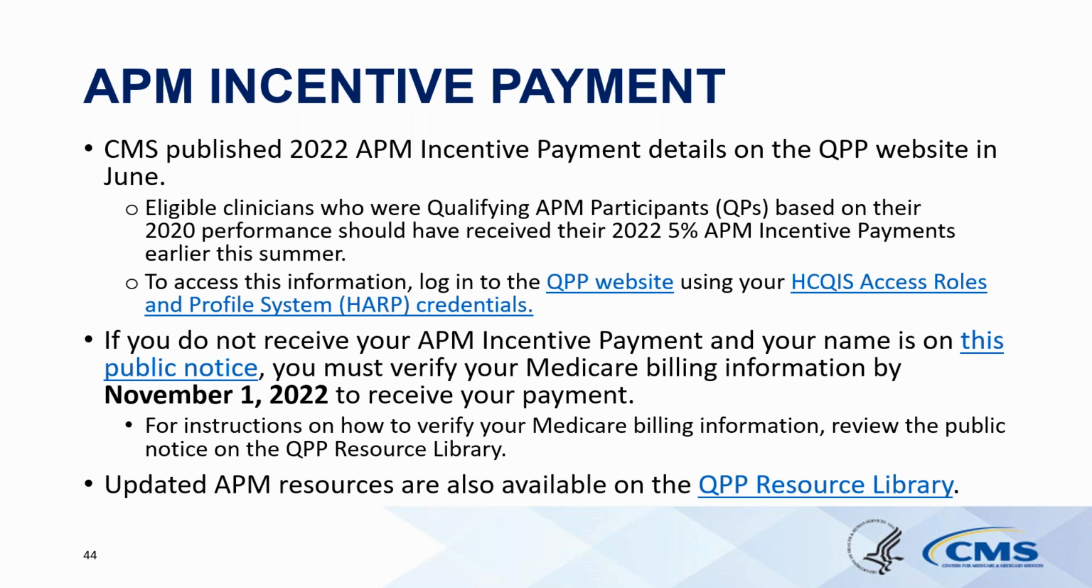If you do not receive your APM incentive payment and your name is on the public notice list that was published on the QPP website, you must verify your Medicare billing information by November 1st to receive your payment. For instructions on how to verify your Medicare billing information, you can review that public notice that is found on the QPP Resource Library. Lastly, updated APM resources are also available on the QPP Resource Library. Thank you.